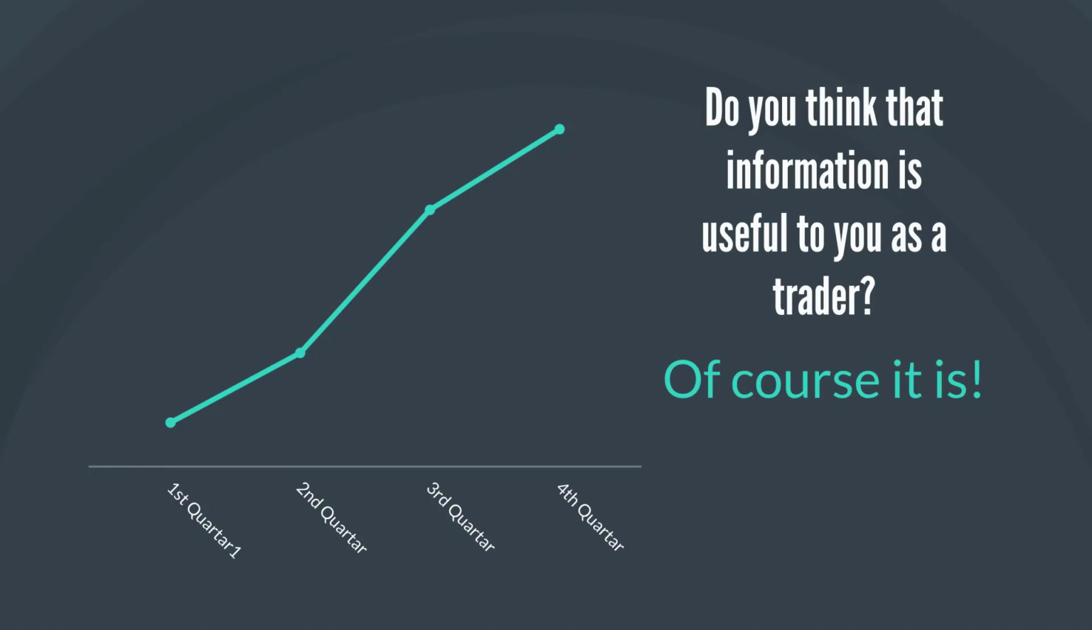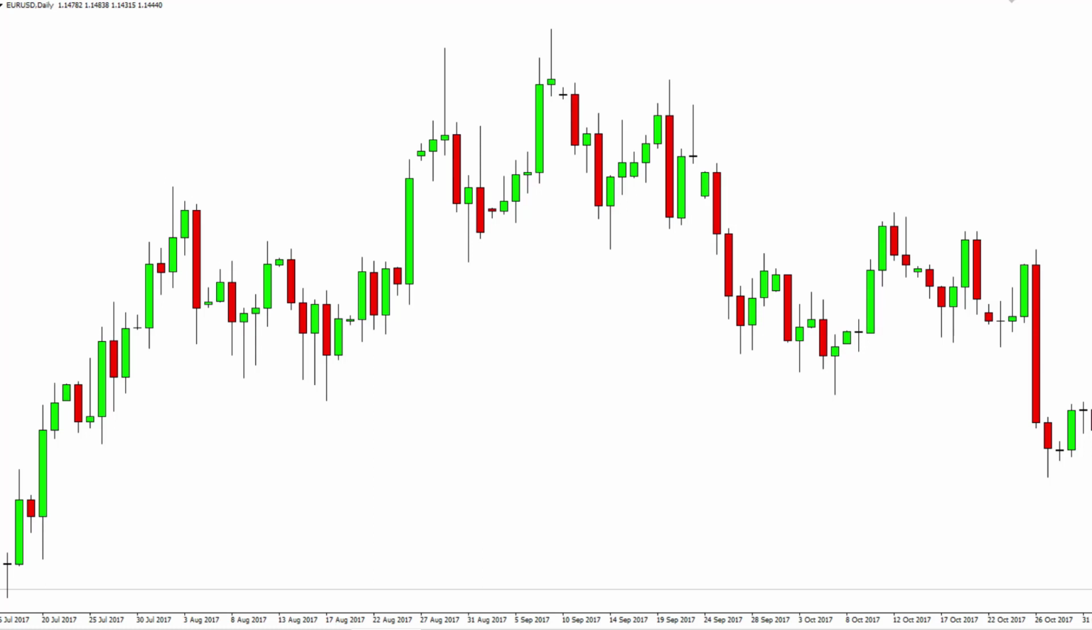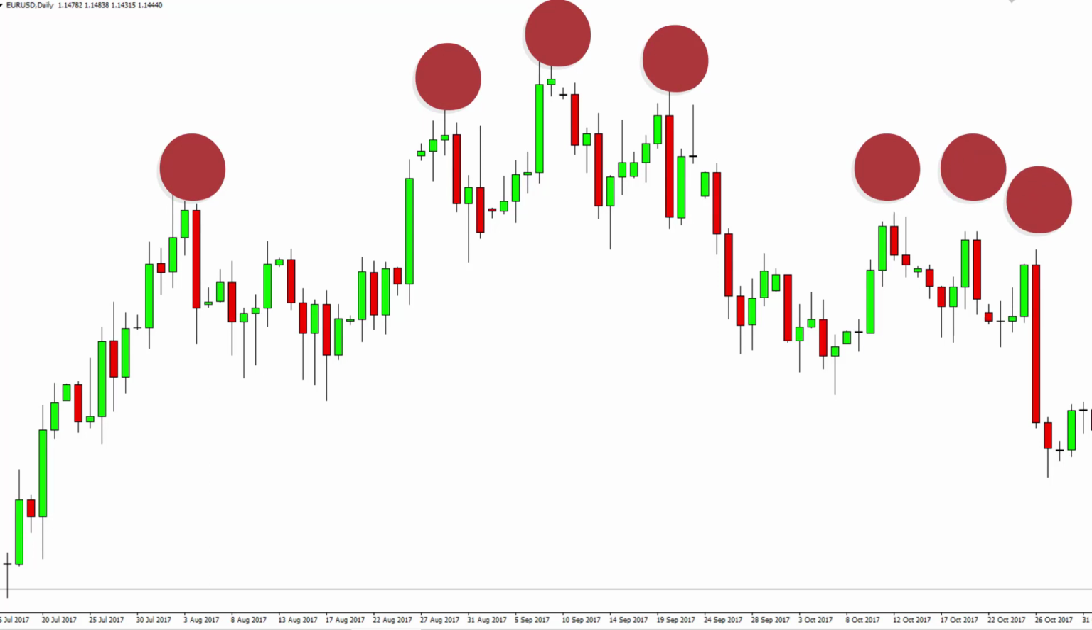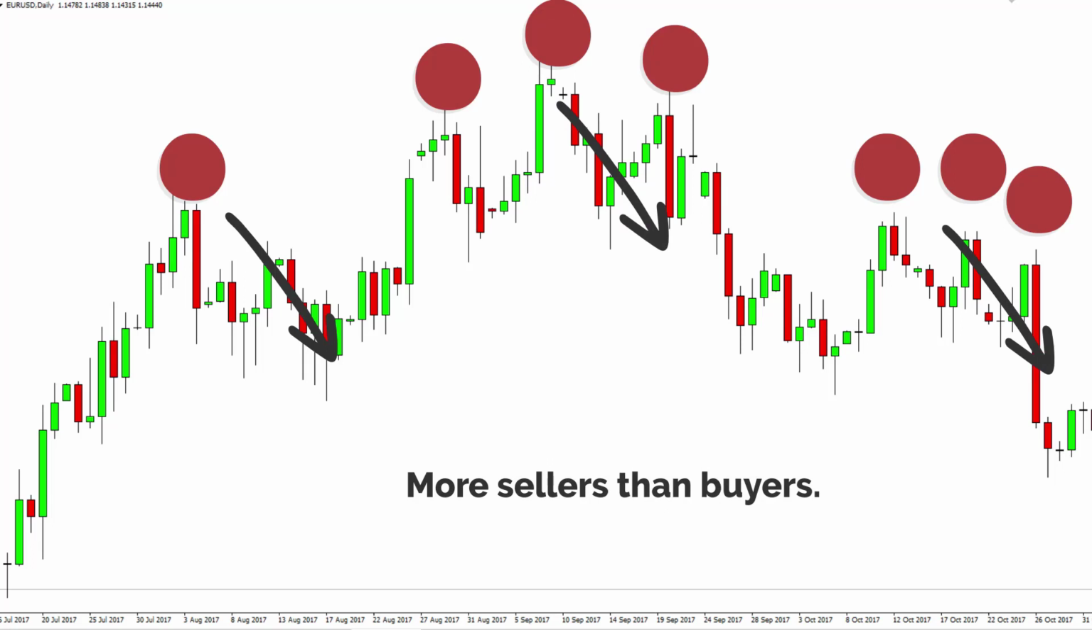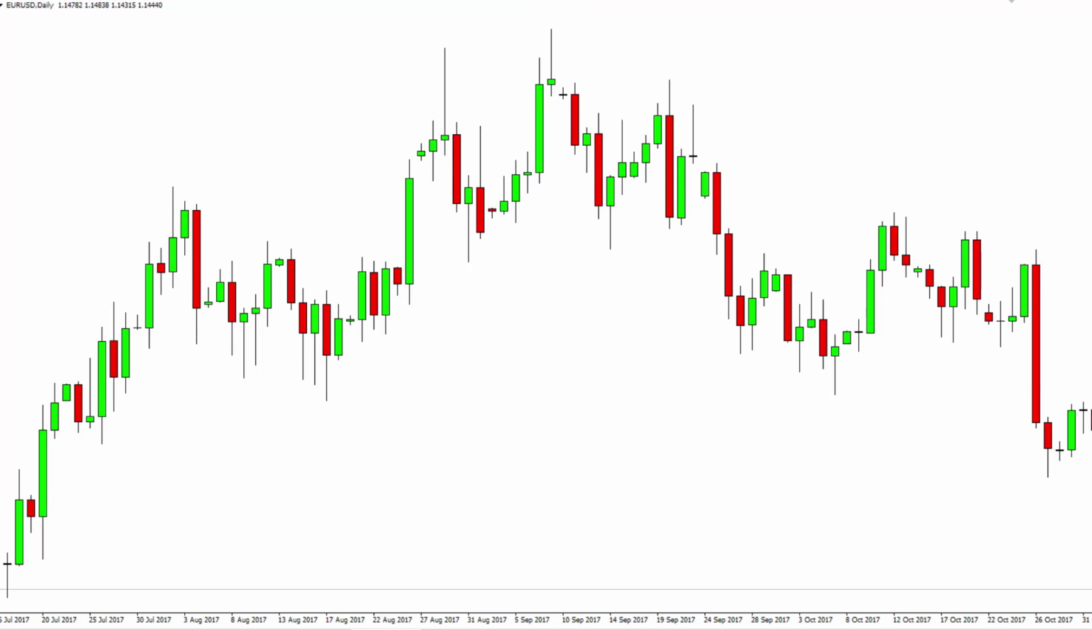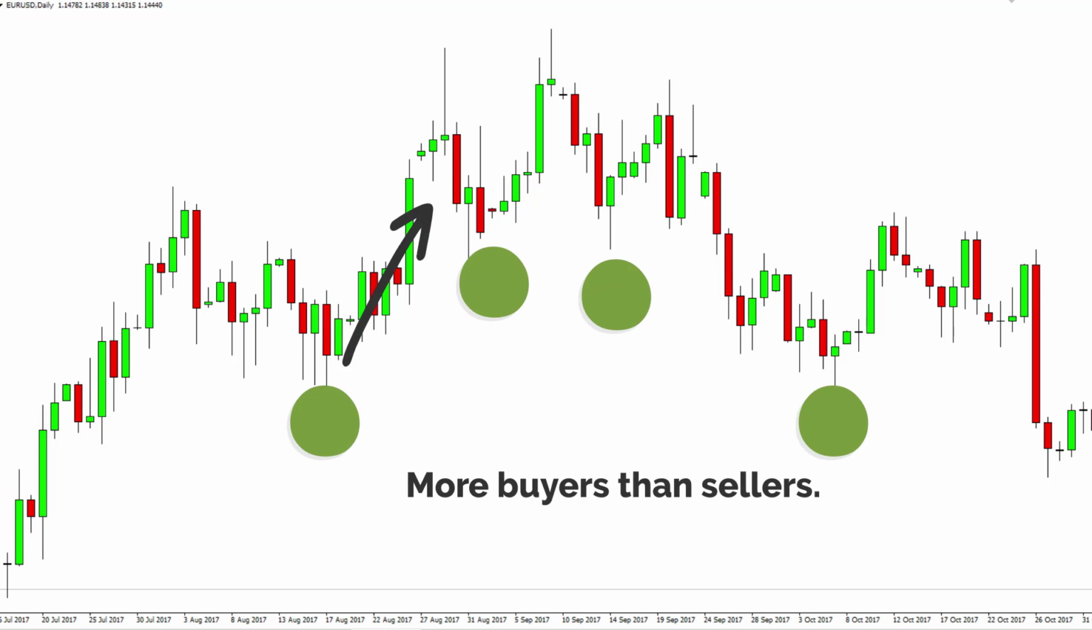Of course it is. Here we are on the Euro-USD chart on the daily time frame. Support and resistance can be found on any chart and on any time frame. Here we can see lots of areas of resistance, where the market sold off after reaching the levels. This is caused because there are more sellers than buyers. If we clear the chart, we can then look at the support areas. Now we are seeing more buyers than sellers, and the market is rising.